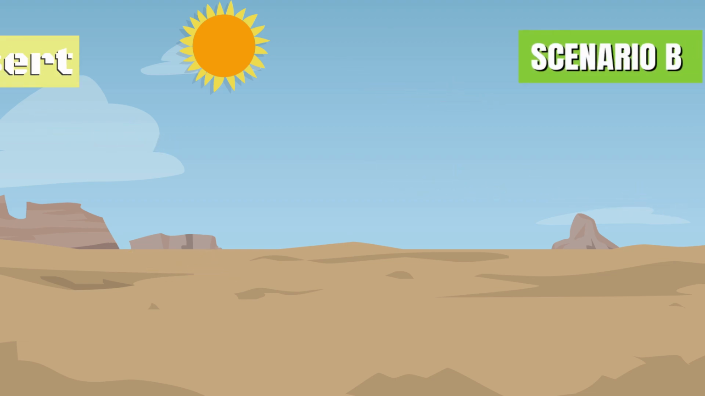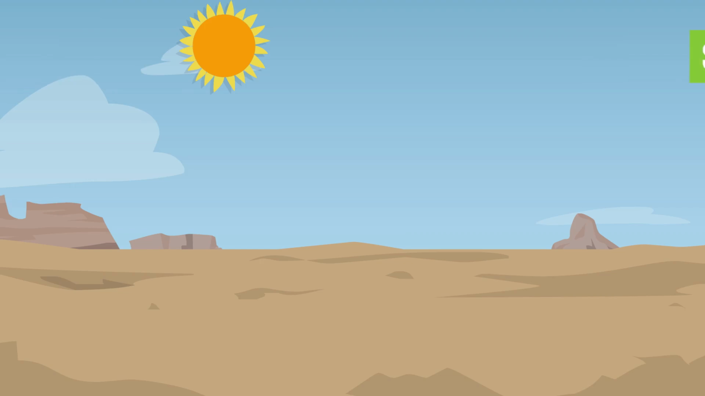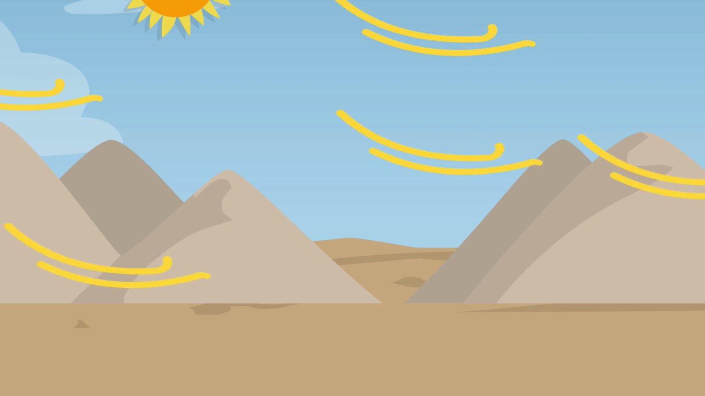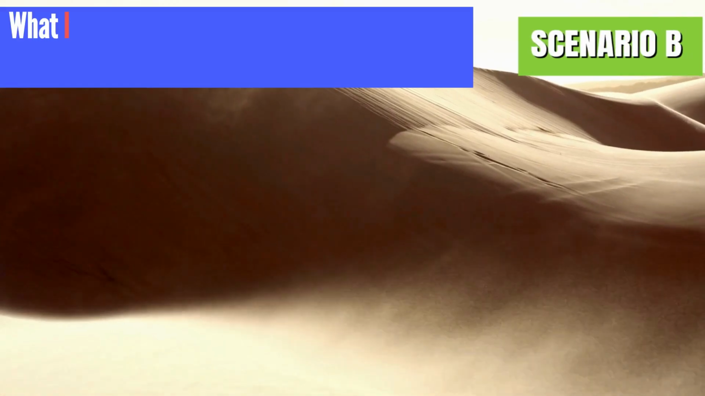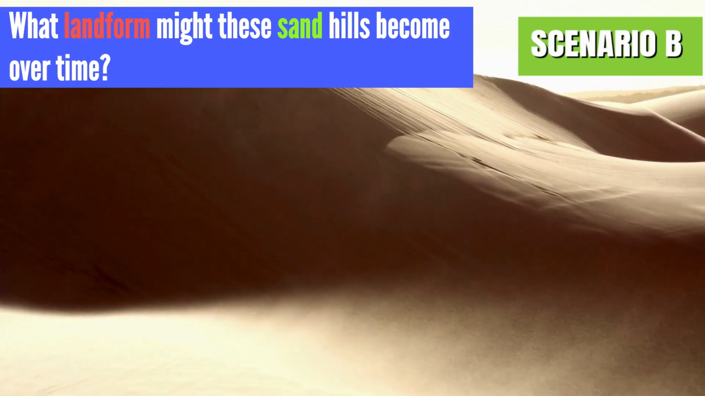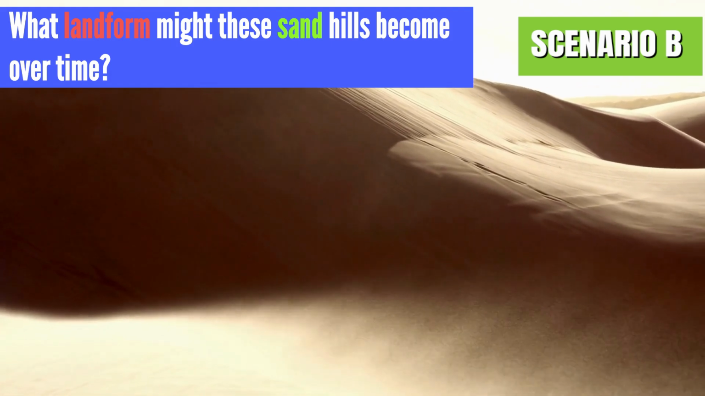Scenario B. In a desert region, powerful winds pick up loose sand and move it across the landscape. The wind drops the sand in certain areas, forming tall, crescent-shaped hills. Guiding question: What landform might these sand hills become over time? Reflect on how wind deposits particles in arid environments.